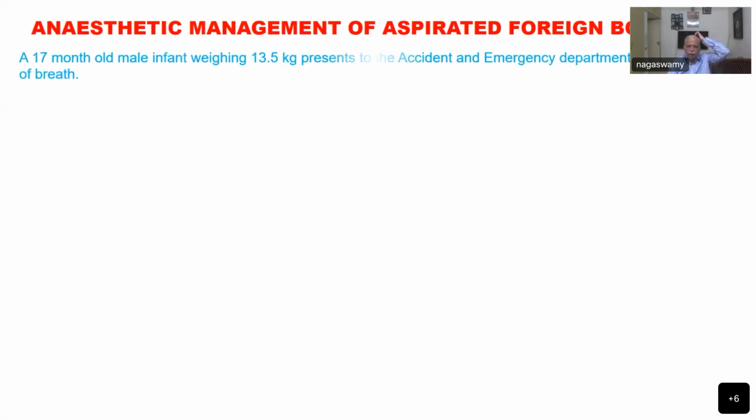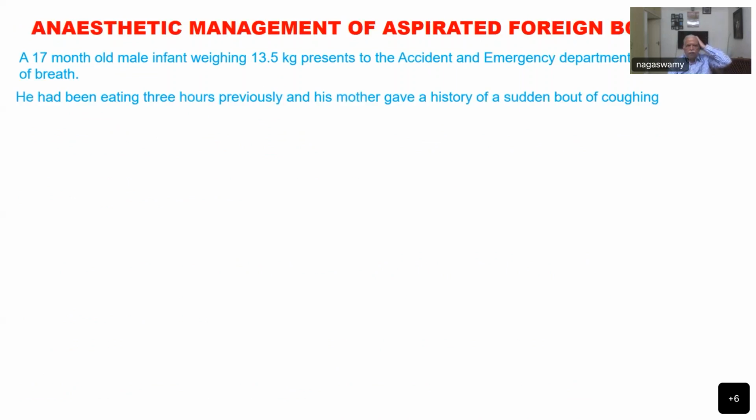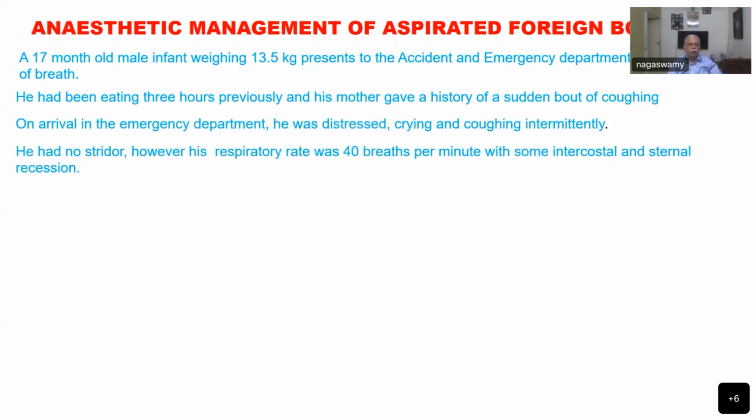Coming to the aspirated foreign body, sometimes they may give a clinical scenario. So I have just given a similar scenario given in the World Federation of Societies of Anaesthesiologists tutorial of the week. There is an entire chapter on aspirated foreign body. So this scenario is taken from that.